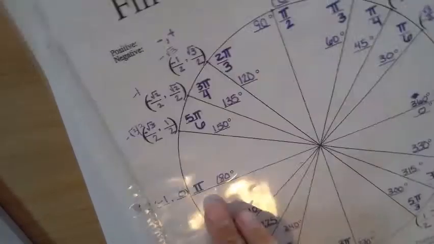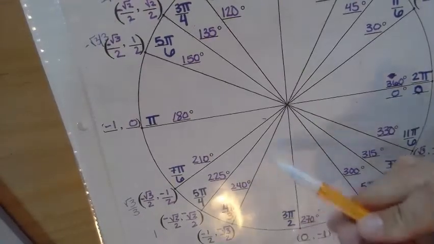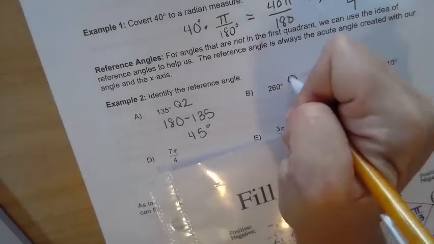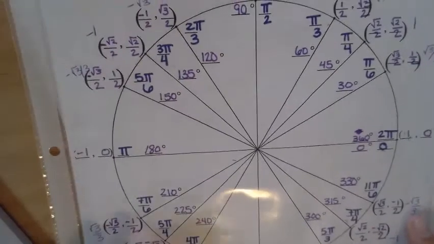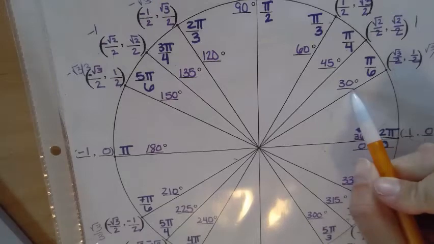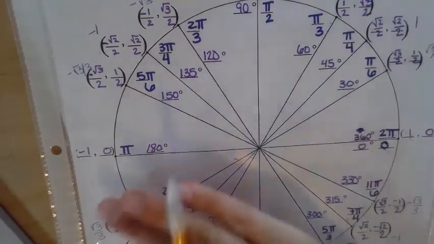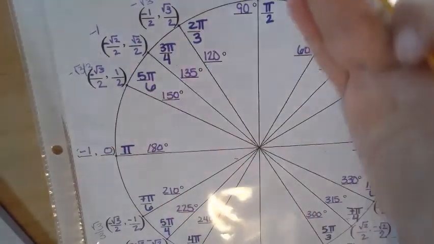All right. 260. Well, 260 is in quadrant 3. Okay. Now, 260 is not on our unit circle, but I'm going to use a different one to show you what we need to do. So let's say 30. Okay. What is another 30 degree angle? 210, right? I told you it's the flipping over y equals negative x. Do you guys see that?